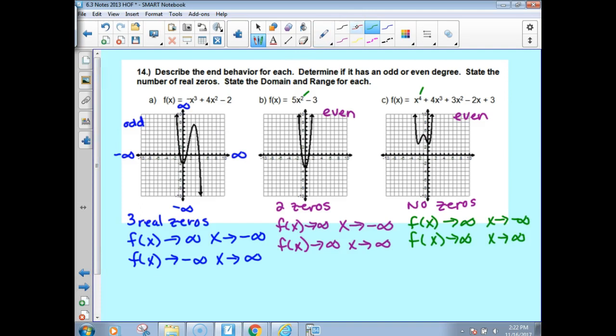Now, let's quickly do domain and range on these. The domain for any odd function is negative infinity to infinity, and any odd function's range is also negative infinity to infinity. Domain for this even function is negative infinity to infinity. Both of these are the same, negative infinity to infinity. But the ranges are different on each of these. So we have to pay attention to where it bottoms out. What's the lowest point on this graph? Looks like 3, negative 3, excuse me. And it goes up, up, and away to infinity.